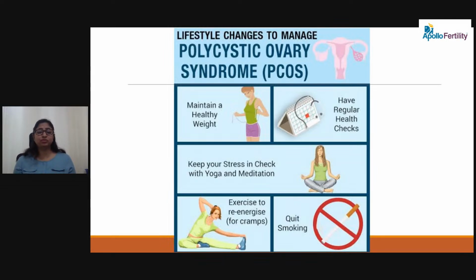And it has been found that if a woman reduces even a small amount of weight, many women experience regular cycles and start having ovulation, start releasing eggs, and they can have a spontaneous pregnancy. So this is also possible, and many women have experienced this and have gone through this. So that is why lifestyle changes become the first and foremost management.